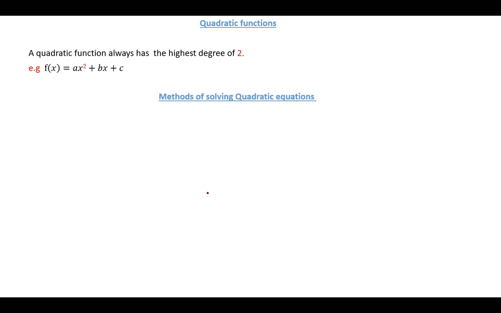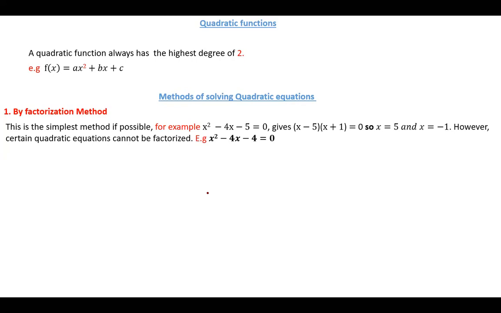Okay, so we have about 3, if not more than 3, methods of solving quadratic equations. The first one that we're going to discuss here is the factorization method. Factorization is quite simple, because we learned it at high school and even at university level it's there. You just have to know it because it is used almost in everything that we do. So this is the simplest method if possible.